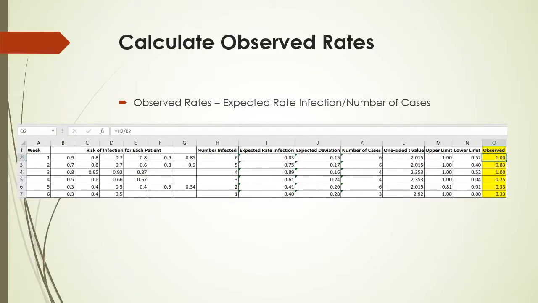Next, we calculate our observed rates. This is found by taking the number of infected and dividing it by the number of cases for each week. For example, in the first week, we take 6 from our number of infected and divide it by 6 from the number of cases.